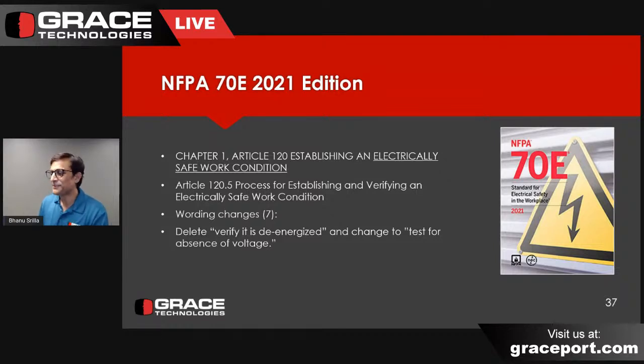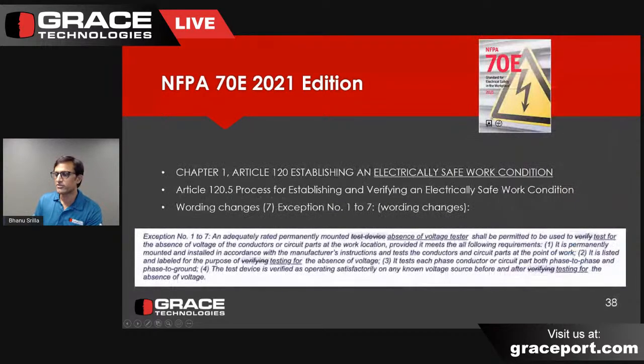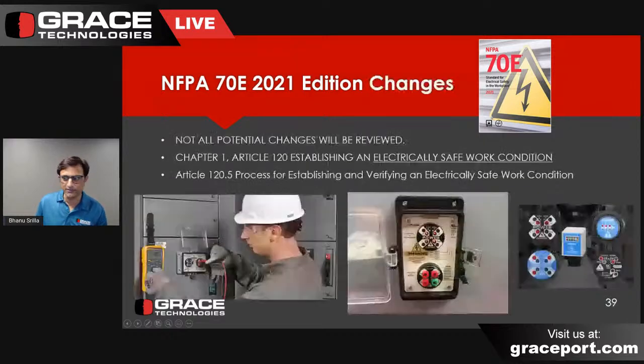Okay, so this is the wording change I was talking about. Delete "verified is de-energized" and change it to "verify absence of voltage." And this is specifically the section where we talk about exception 1 to 7, not just exception 7 alone. Okay, so that's kind of the major changes.